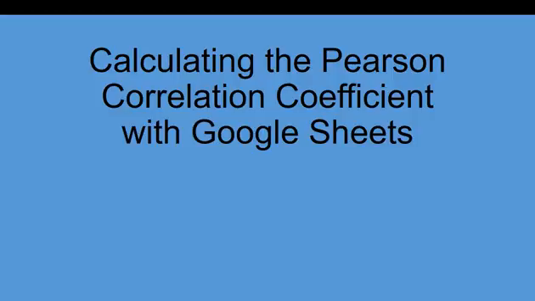This video will demonstrate how to use Google Sheets to calculate Pearson's correlation coefficient for the purpose of measuring the association between two quantitative variables. To do this, we will enter a formula into the formula bar in Google Sheets. This is the formula we will be using. The formula is equal sign, Pearson, open parentheses, the range of the dependent variable, comma, the range of the independent variable, and close parentheses.